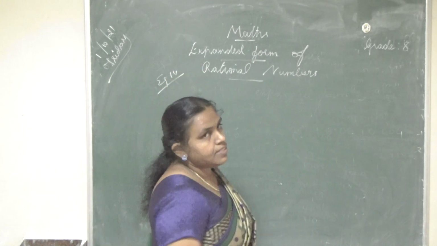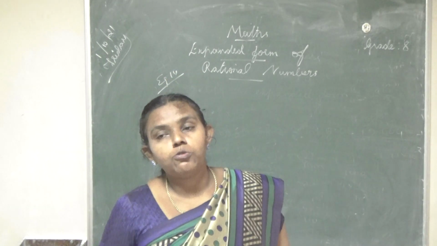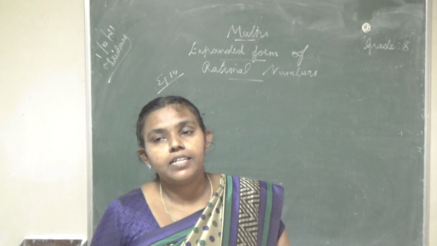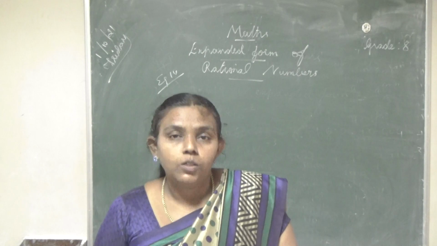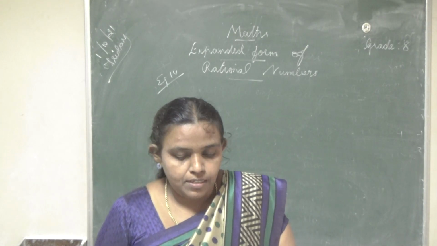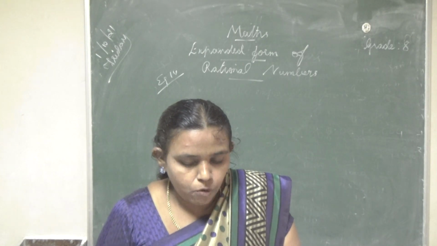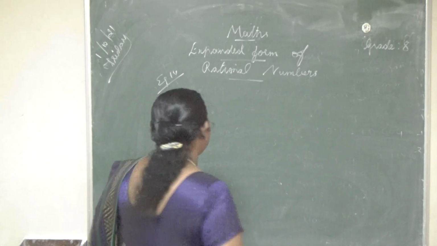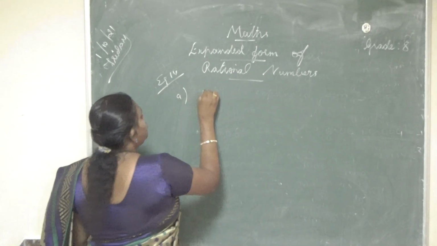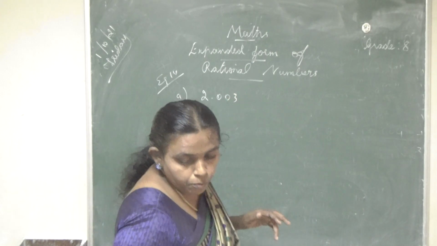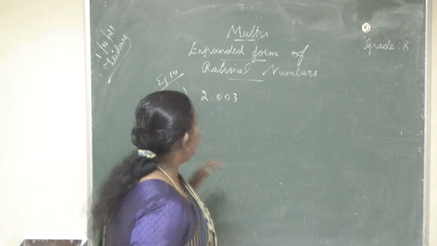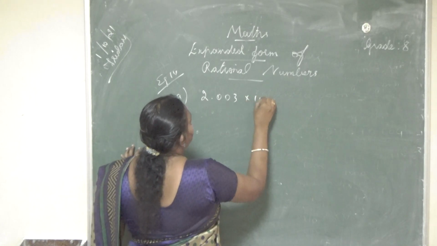The numbers are, so you must know how to express a number in standard form, or how to write the standard form of numbers in the usual form. Okay. So express the following in the usual form. So what is the first number? 2.003 into 10 the power minus 2.